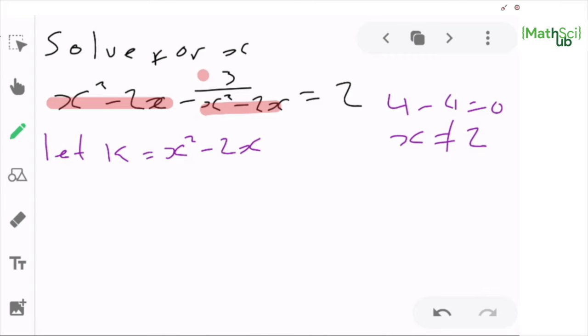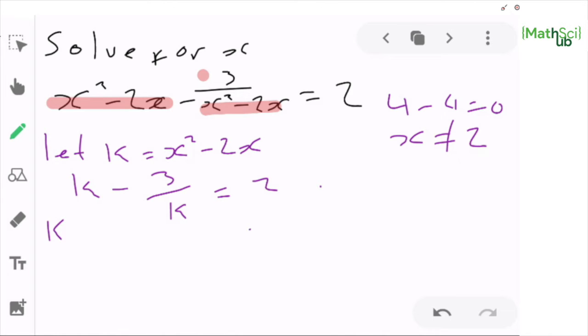Now, substituting k into our equation, you will get k minus 3 over k equals 2. Now let's get rid of our denominator. Let's get rid of this k, meaning we're going to multiply everything else by k. And if we do that, we're going to get k squared.